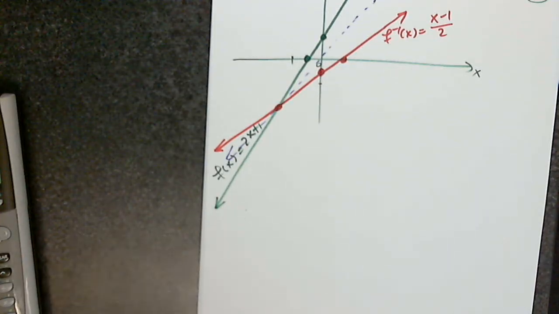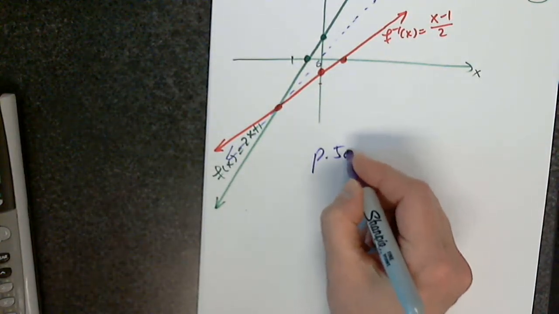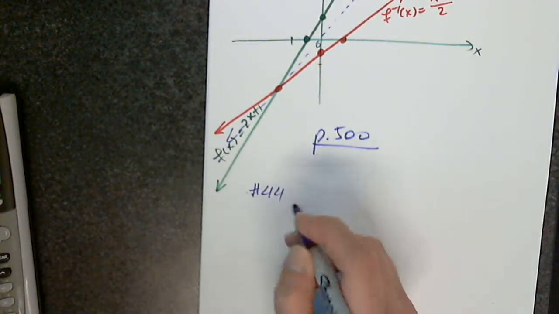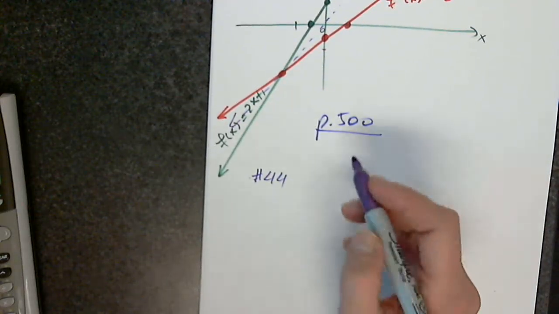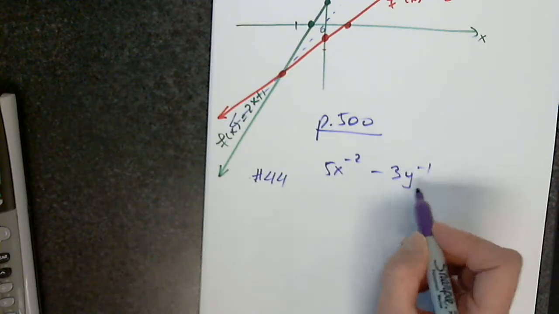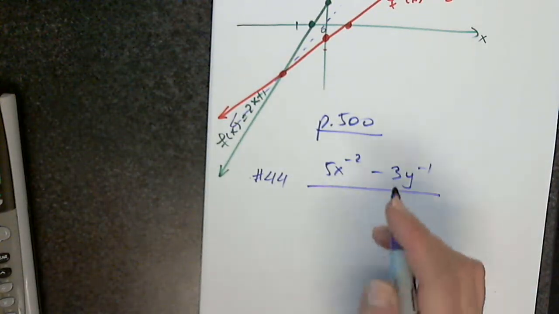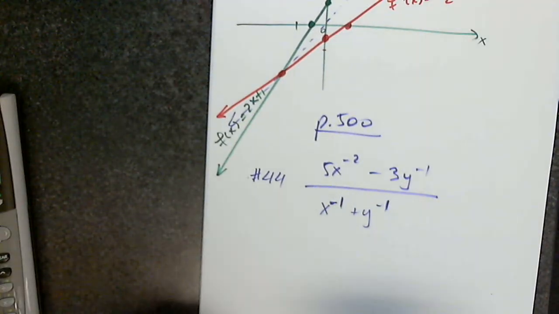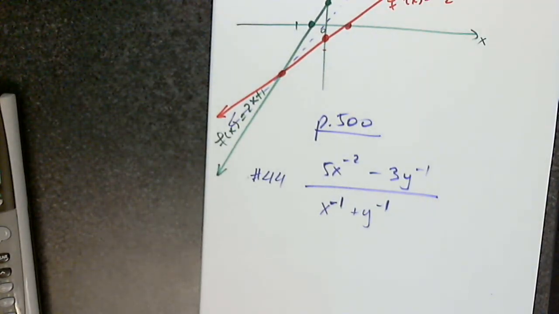On page 500, problem 44. 5x to negative 2 minus 3y to negative 1, everything divided by x to negative 1 plus y to negative 1. 2 minutes. Of course, we're asked to simplify.